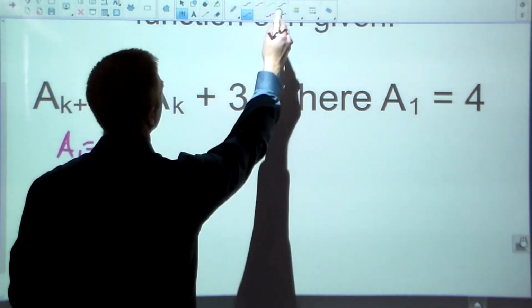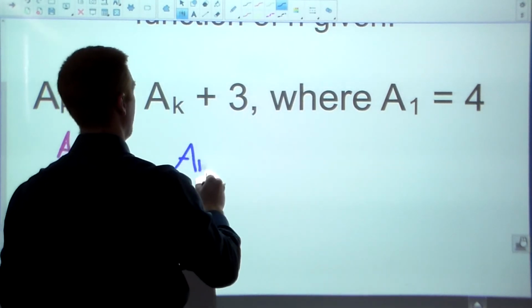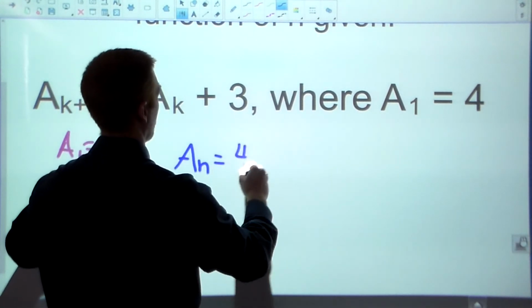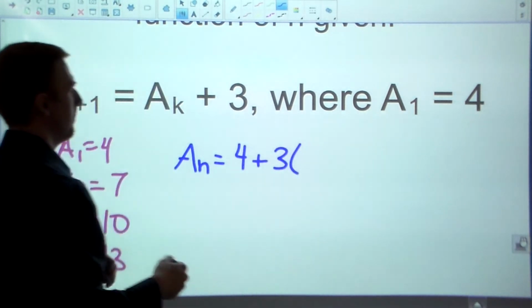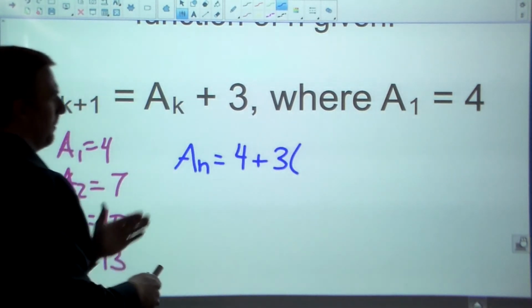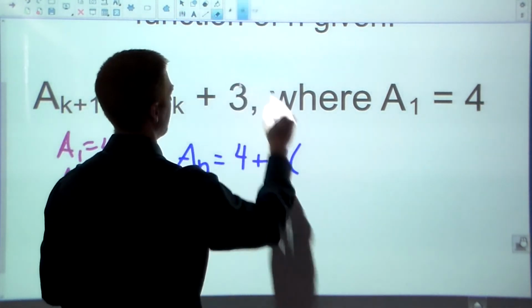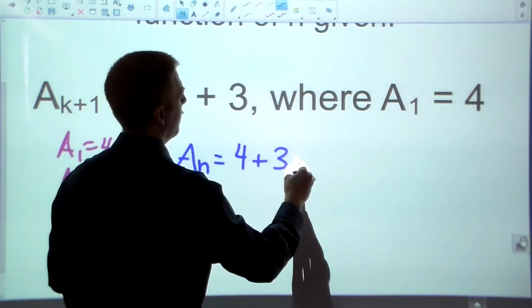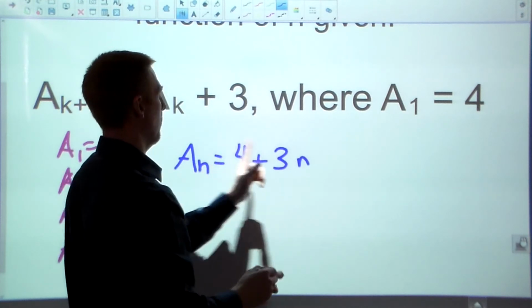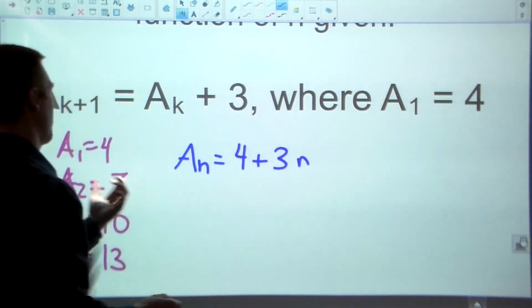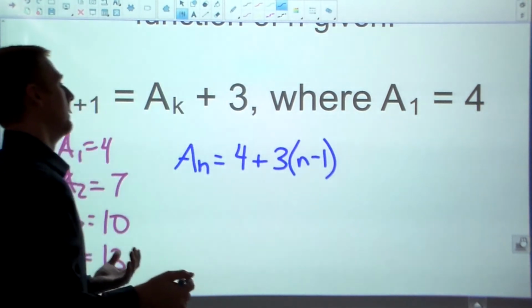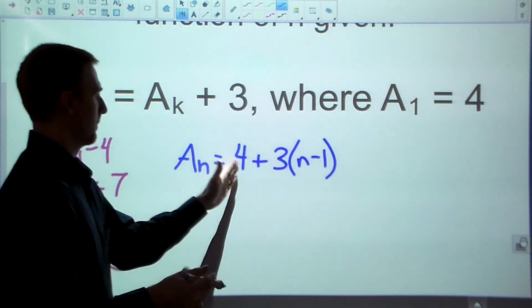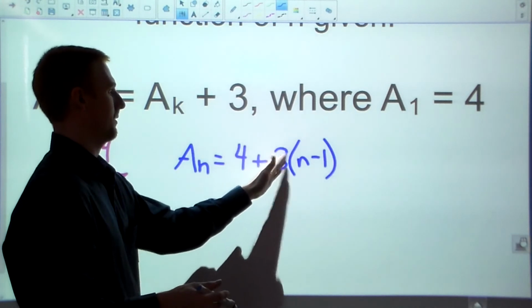So let's try to define this. So A sub n, start with 4, and add 3 each time. But instead of just 3 times n, because if I put in 1, let's do that and just kind of see how it plays out. If I just did n, put in 1, I would get 7, which is the second term. So pretty common thing that's going to happen: first term plus common difference times n minus 1.